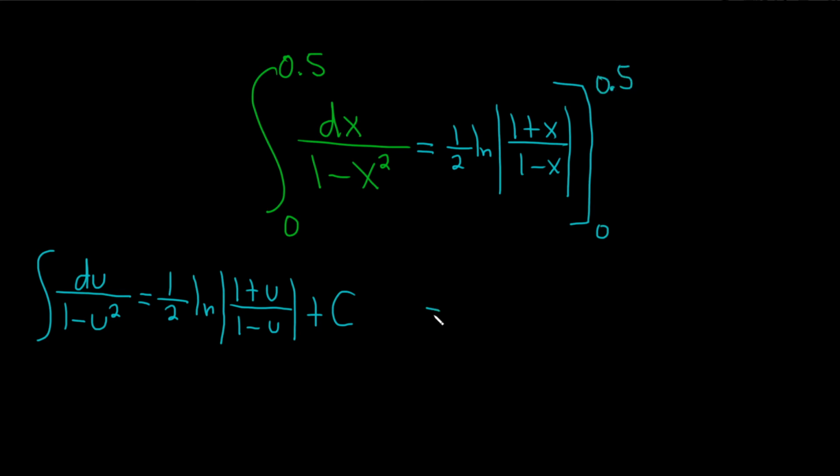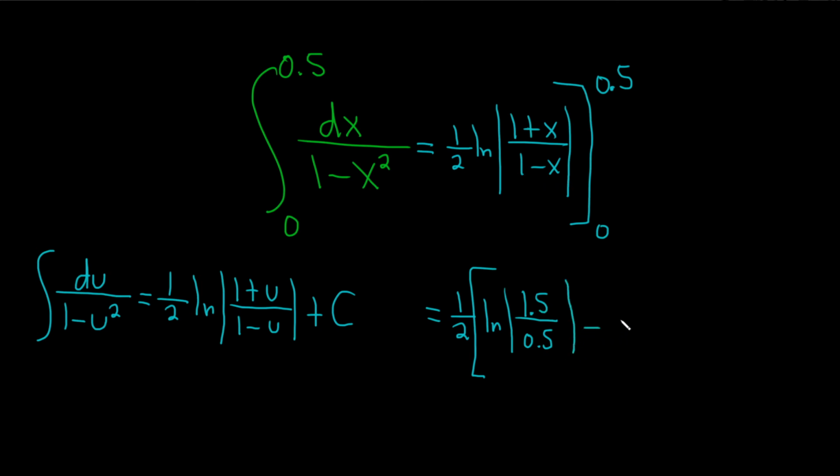All right, so this is equal to, so first we plug in the 0.5. I'm going to leave the 1/2 on the outside throughout this entire computation. So I'll put a bracket here. Plugging in 0.5, we get the natural log of the absolute value of 1 plus 0.5, that's going to give us 1.5, over 1 minus 0.5, that's going to give us 0.5. So 1 plus 0.5 is 1.5, 1 minus 0.5 is 0.5.